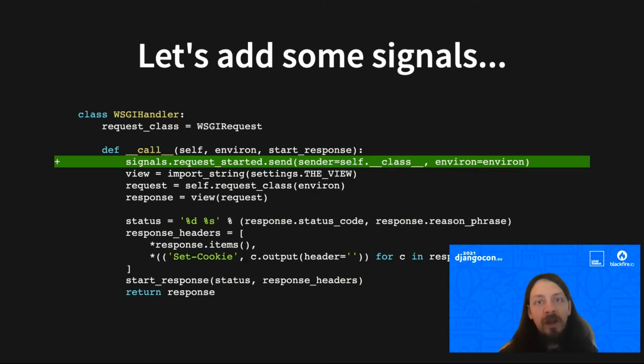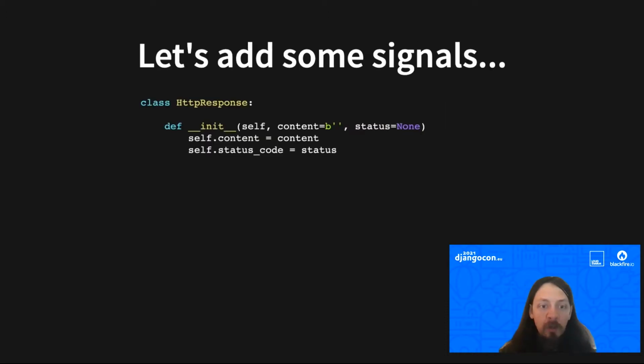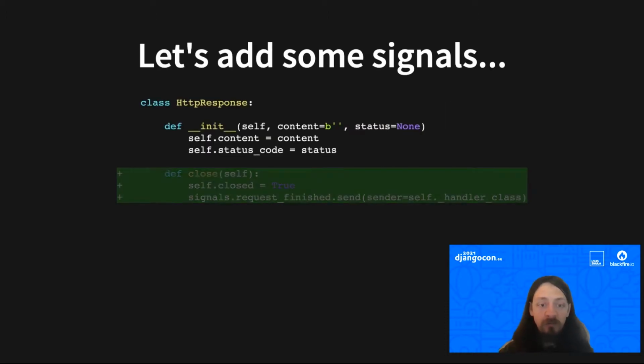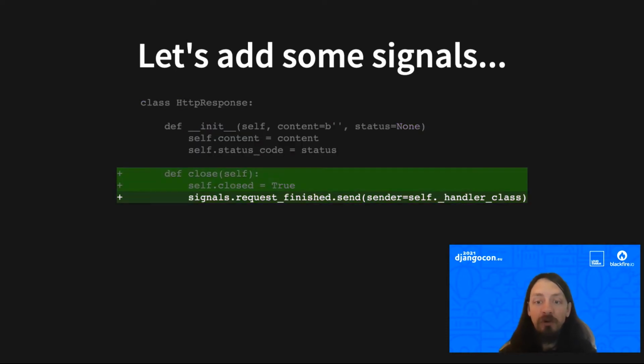And the WSGI spec actually specifies something that makes it easy to implement this. It says if the iterable returned by the application has a close method, the server or gateway must call that method upon completion of the current request. So we can take our response object and we can add a close method, and it means the very last thing that happens after the server sent the response back to the client, this request finished signal will be dispatched.